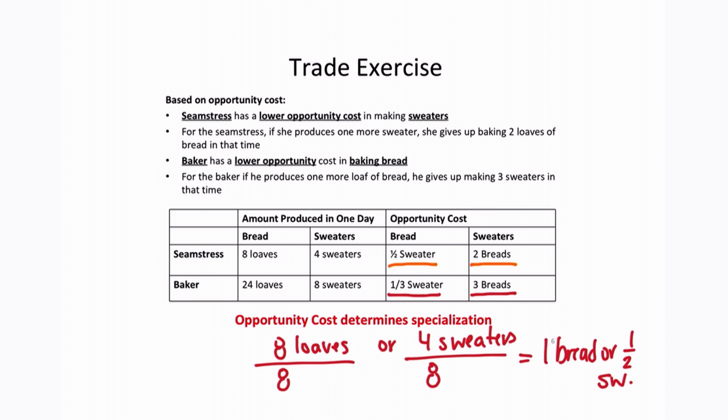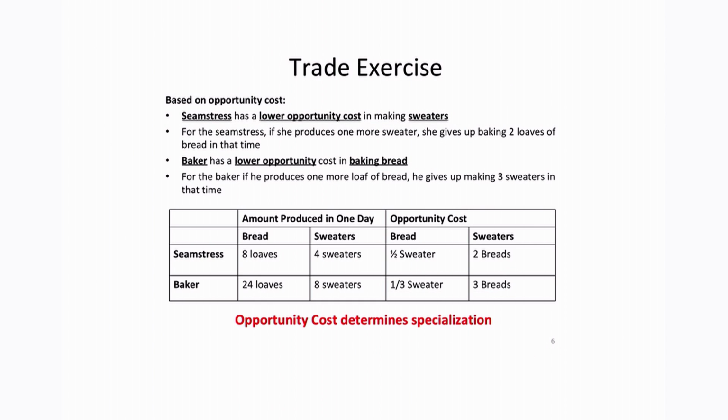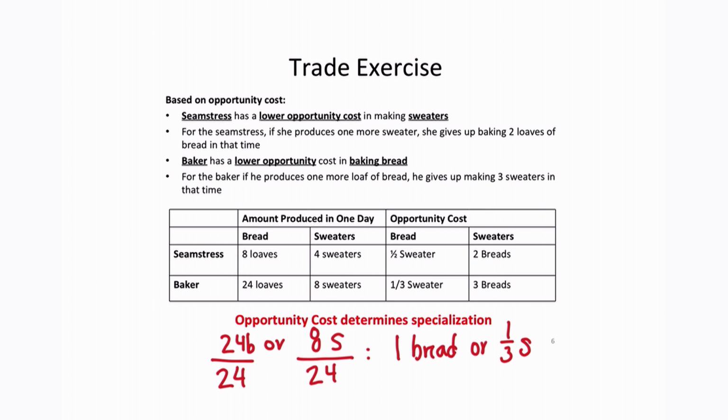The same thing will be true for our baker. So for our baker, what we will see is that he can produce 24 bread or 8 sweaters. So to understand how many sweaters he has to give up to produce an additional loaf of bread, we divide through by 24 so that we see he can produce 1 bread or 1/3 of a sweater. And that's how we get the opportunity costs.